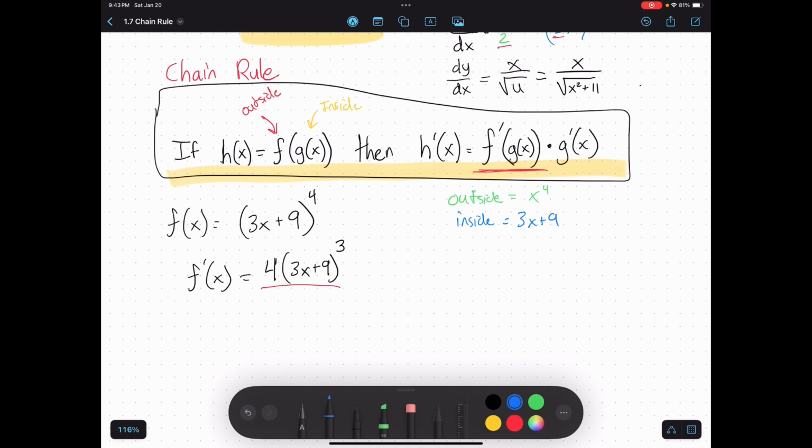Second part, I just need to take the derivative of the inside function and multiply by that on the outside. Derivative of the inside function is just 3. Right? Because 3x plus 9 is linear, so your derivative is just your slope. Okay. Very nice. So this would be a good time to stop, pause the video, try out some problems on your homework, and then we'll come back for a more complicated example.